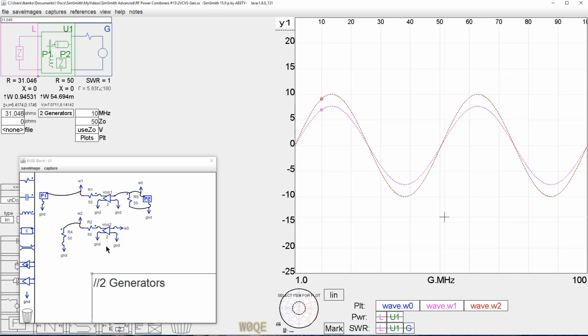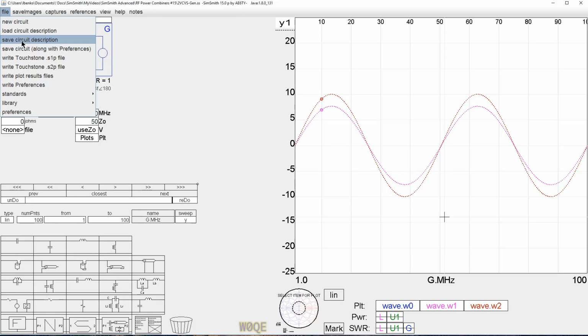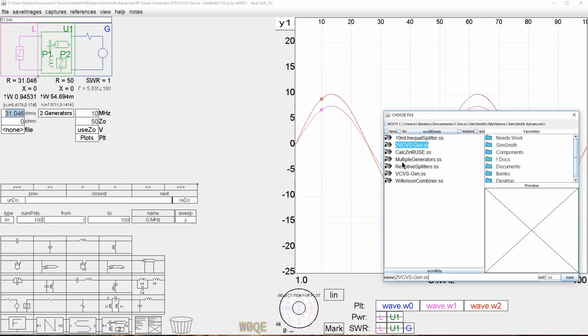So now, is this good enough to do a power combiner circuit? The answer to that is really not quite yet. So let's load another circuit here. And we're getting closer here all the time.